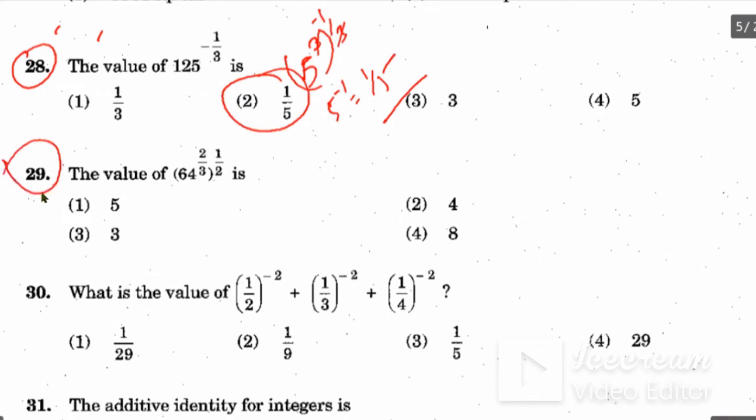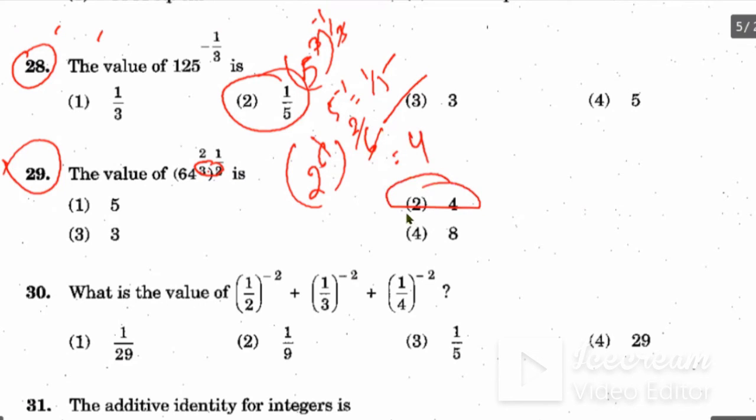Now 29, the value of this. Okay. So in this type of question, what you have to do is remove these powers. So this power is 3 to the 6. Okay. So you know 2 to the power 6 is 64. So 2 to the power 6 to the power 2 upon 6. Okay. So 6 will cut by 6. And you have 2 to the power 2, that is equal to 4.